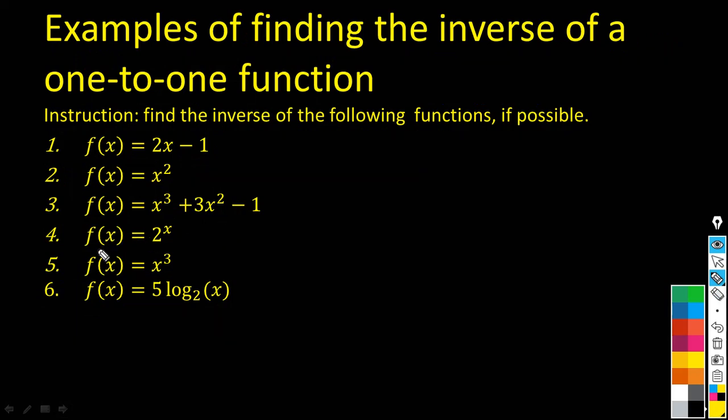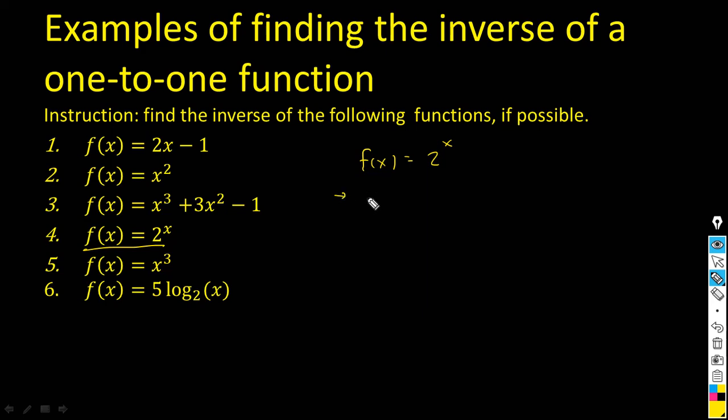Let's find the inverse of this function. I'm going to write it down. I'm going to relabel this f of x as y. Nothing weird about that. And then what I want to do is isolate the argument of this function. Okay, let's isolate the x.